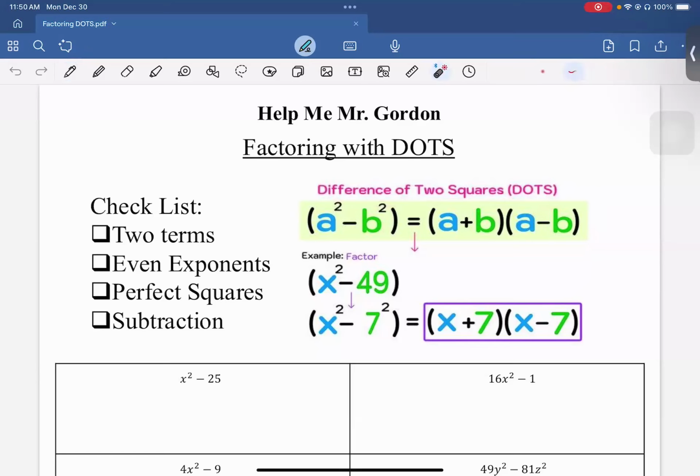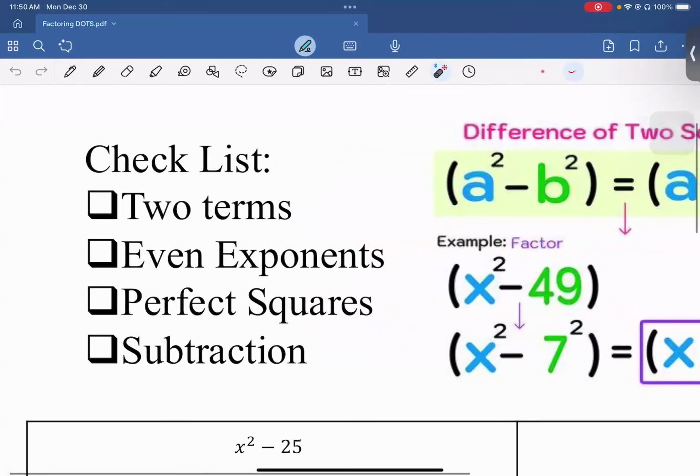So with that being said, there are four different things that you have to look for in order to be able to use DOTS. It's a little different from GCF if you saw the last video. Here we want to make sure that we have two terms. We want to make sure that there are even exponents. You want to make sure that you're using perfect squares. It's difference of two squares, so perfect squares is a must, and you have to make sure that subtraction is being used.